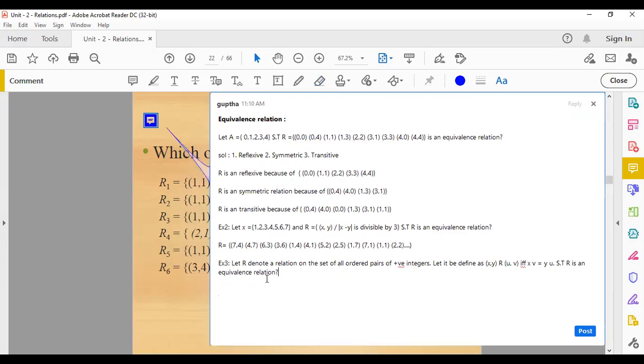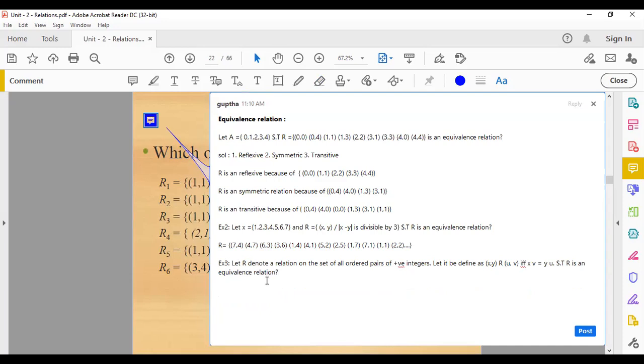Let R denote a relation on the set of all ordered pairs of positive integers, defined as (x, y) is related to (u, v) if and only if xv equals yu. Show that R is an equivalence relation.